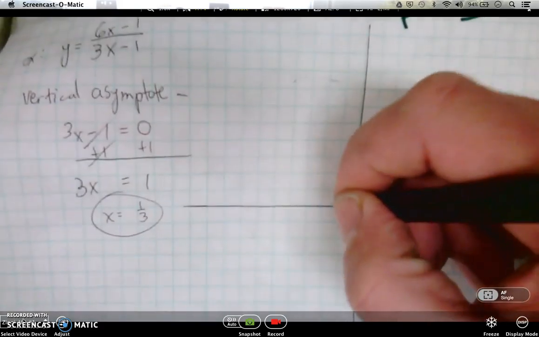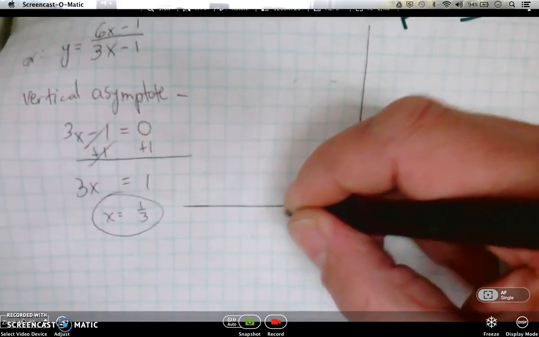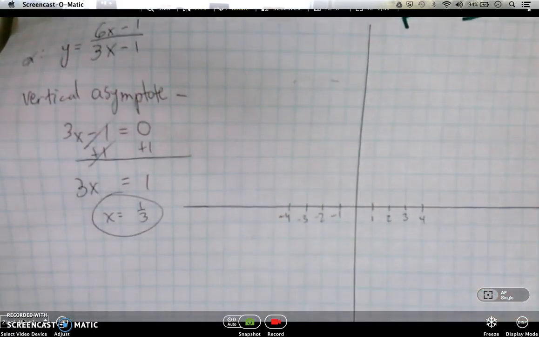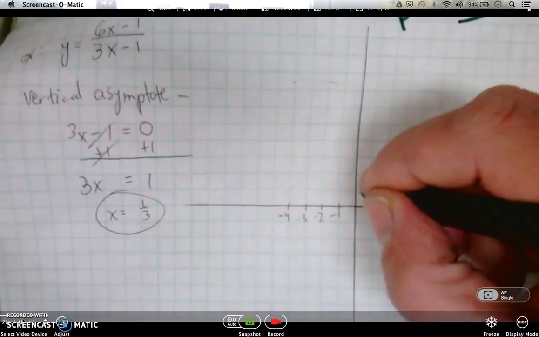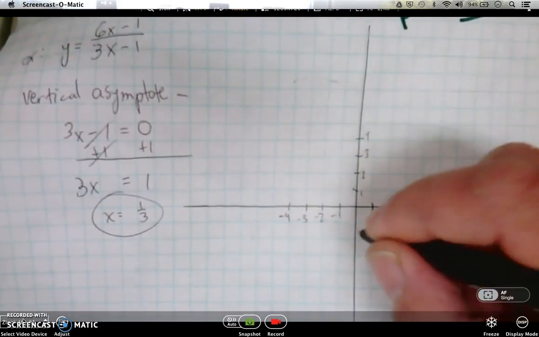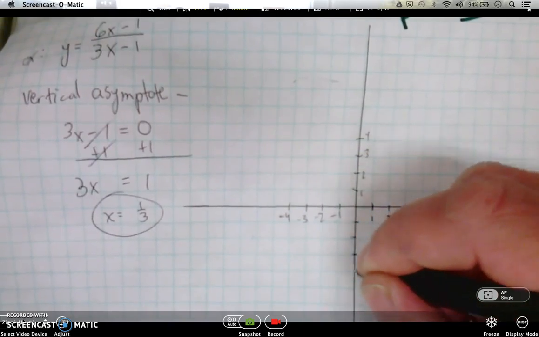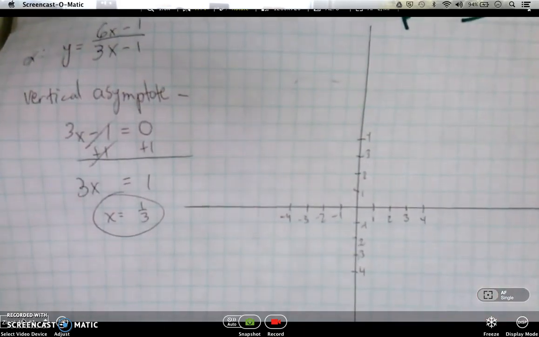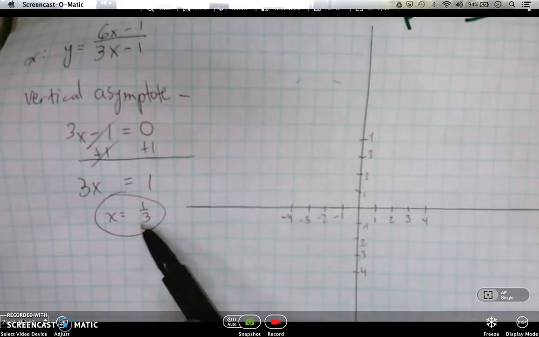So 1, 2, 3, 4. And then the opposite direction. -1, -2, -3, and -4. Alrighty. And going up 1, 2, 3, 4. And going down -1, -2, -3, -4.